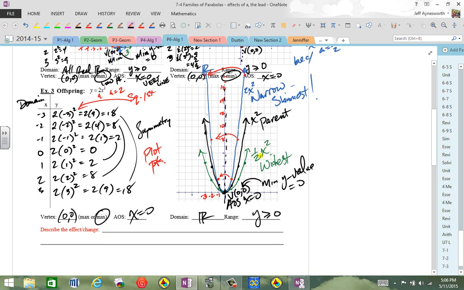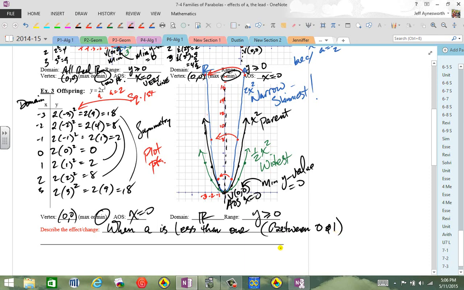When A is less than 1, it gets wider. When A is greater than 1, it gets more narrow, or what we say, steeper. Okay? When A is less than 1, greater than 0, it's a fraction between 0 and 1. Let me just write that, between 0 and 1. Not between 0 and 0, between 0 and 1.